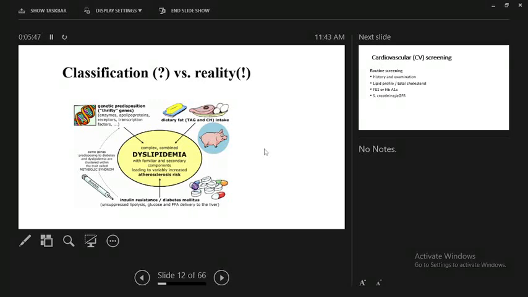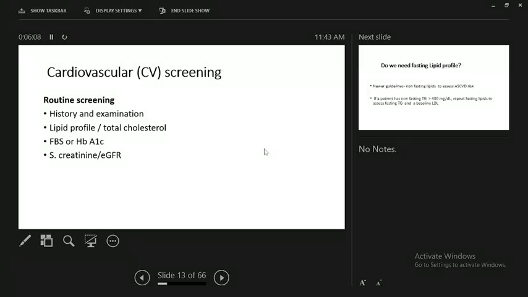However, more than this classification, dyslipidemia is a more or less complex and combined disease. Genetics, diet, insulin resistance, metabolic syndrome, diabetes, everything combined together is called increased atherosclerotic risk.